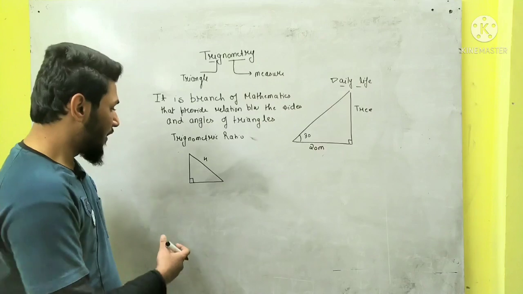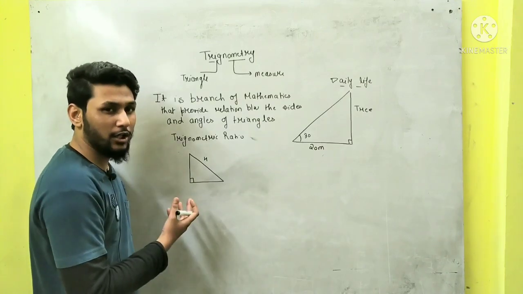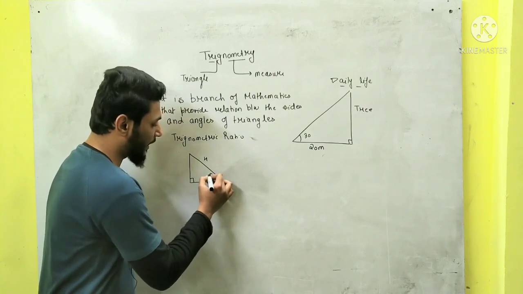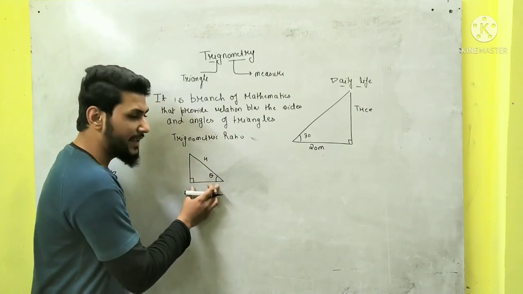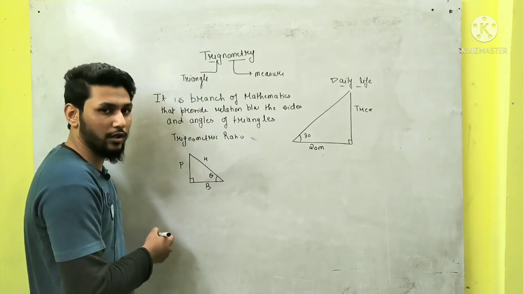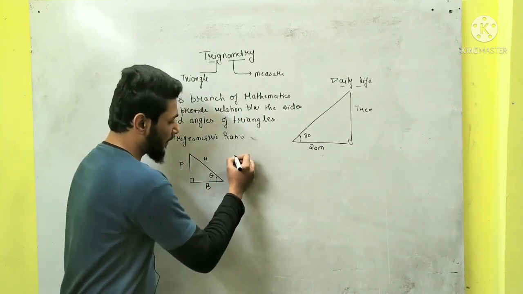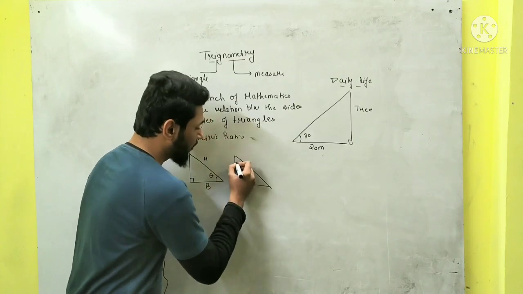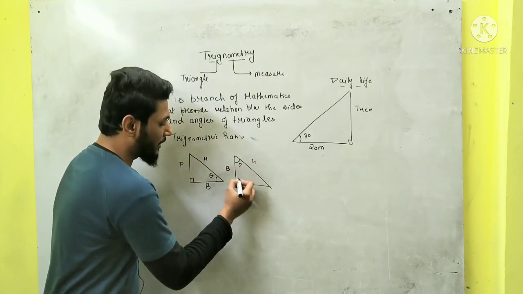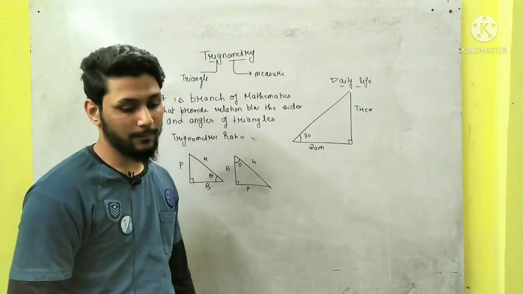But there is a difference when we talk about base and perpendicular. There is a rule: if I take theta on this side, where 90 degrees is there, this side becomes the base and the other side becomes the perpendicular. If I change the angle theta from here to here, then this will become the base and this will become the perpendicular.